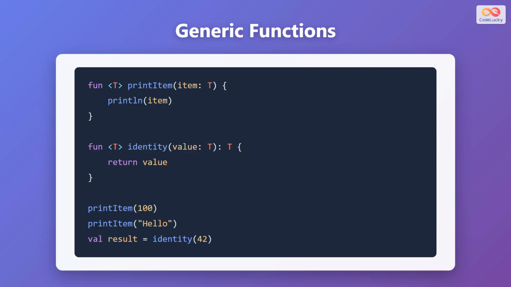Functions can also be generic. Here we define a function printItem with type parameter T that accepts an item of type T and prints it. We also have an identity function that takes a value of type T and returns the same type T. When calling these functions, Kotlin infers the type from the arguments. Calling printItem with 100 infers type Int, calling it with "Hello" infers type String, and calling identity with 42 returns an Int. Generic functions are incredibly useful for writing utility functions that work with any type.